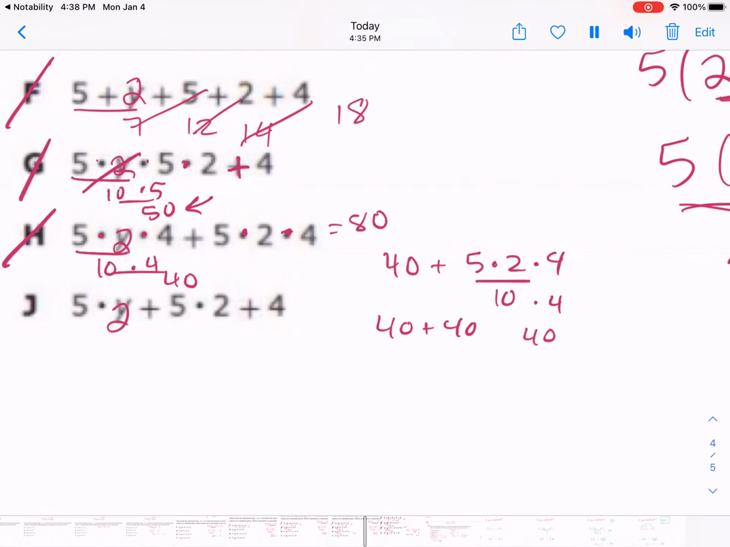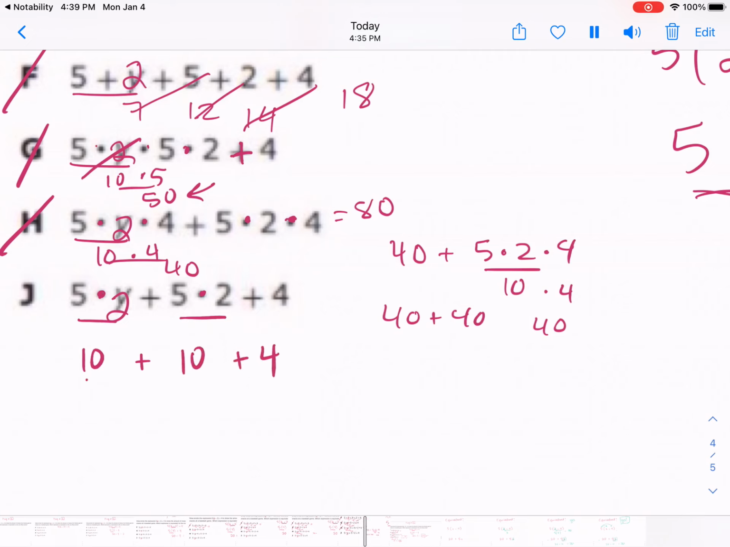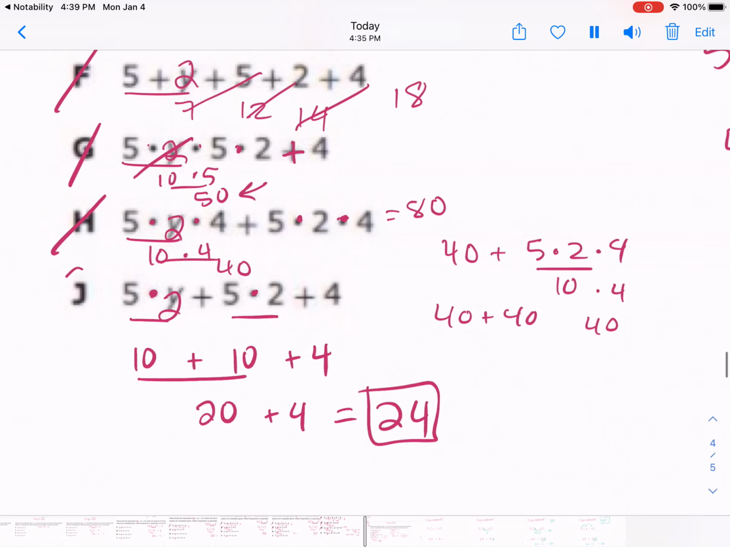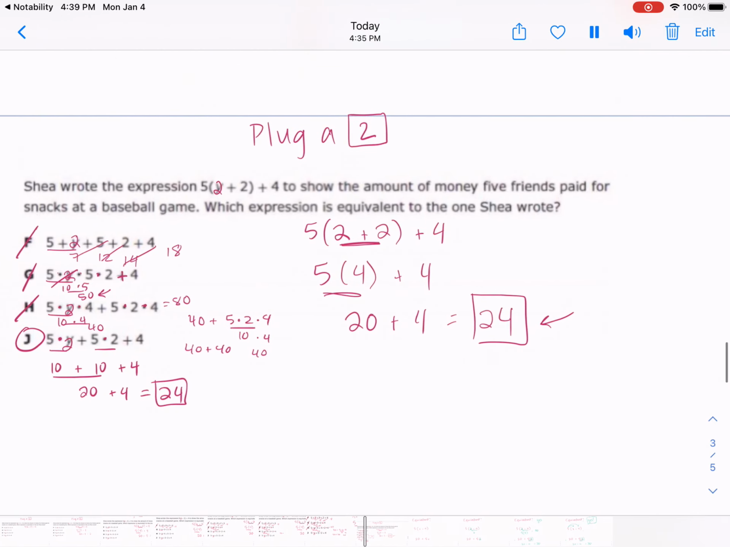Okay, so let's double check. We hope this last one works. So I see some multiplication here and here. I need to do those first. So I have 5 times 2, which is 10, plus 5 times 2 again, which is 10, plus 4. 10 plus 10 is 20, plus 4 is 24. It worked. So J is my answer. Okay, those are equivalent expressions.